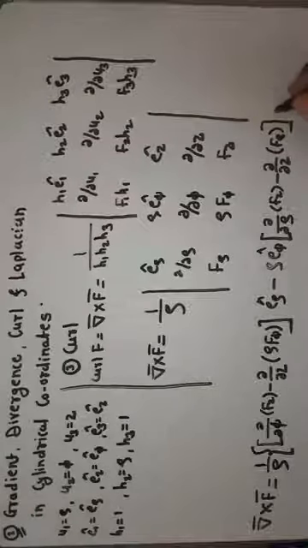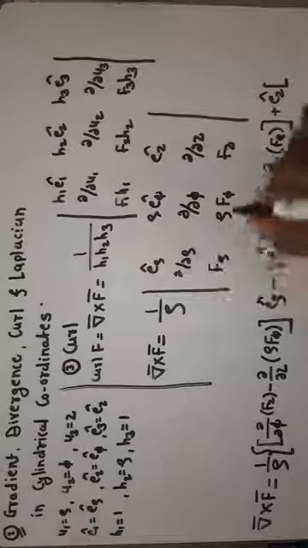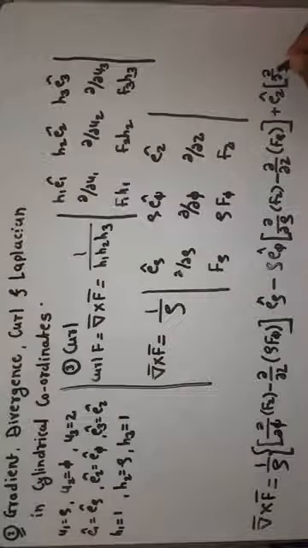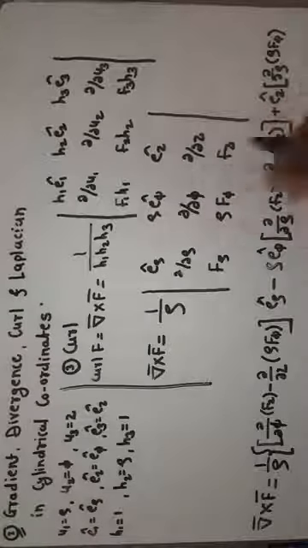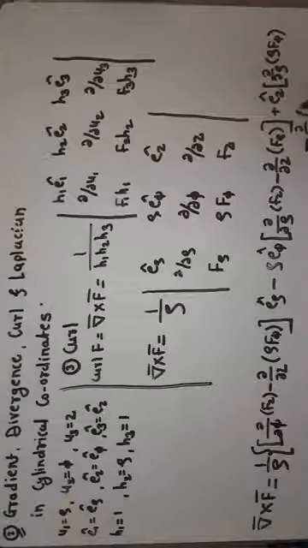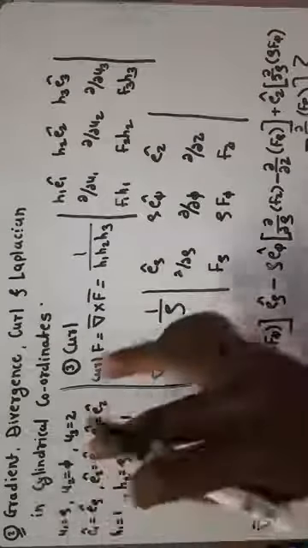Plus this one is z cap in bracket dou by dou rho of rho f phi minus dou by dou phi in bracket f rho, whole bracket complete. This is the equation of curl in cylindrical coordinates using the special orthogonal coordinates.